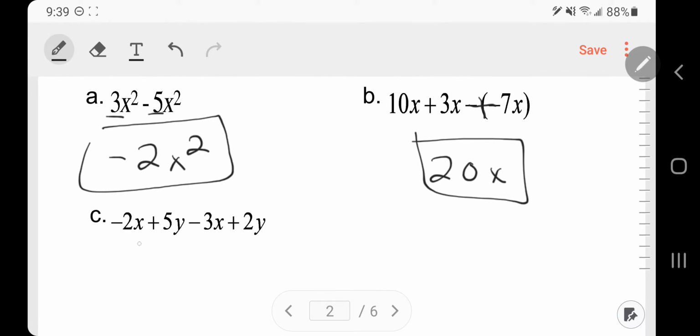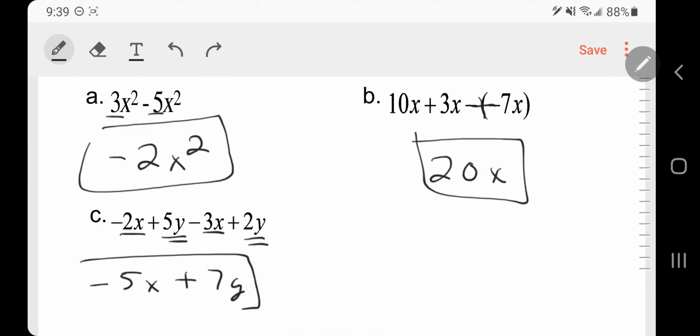And in the last one, we have negative 2x and negative 3x would be like terms, and we have 5y and 2y would also be like terms. So let's go ahead and combine those. Negative 2x and negative 3x is going to give me a negative 5x, and 5y plus 2y would give me a 7y. And again, that would be my final answer here because we have an x and a y which are not like terms. So you cannot combine that further.